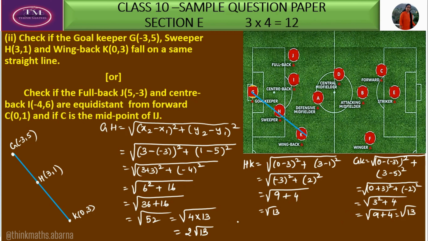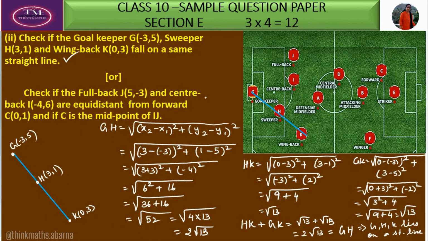So root 13. So we have HK plus GK equal to root 13 plus root 13 equal to 2 root 13, which is equal to GH. So we got GK plus HK is equal to GH. So what we can say? G, H, K lie on a straight line. Okay, children, I hope you can understand this part.